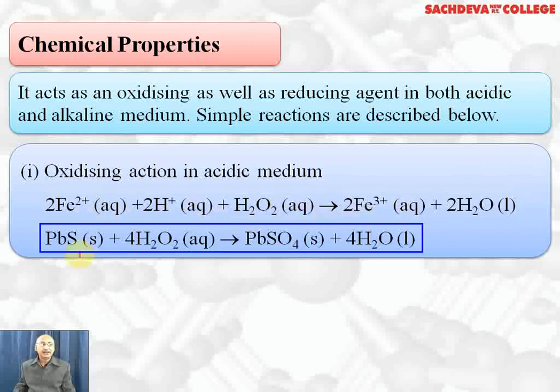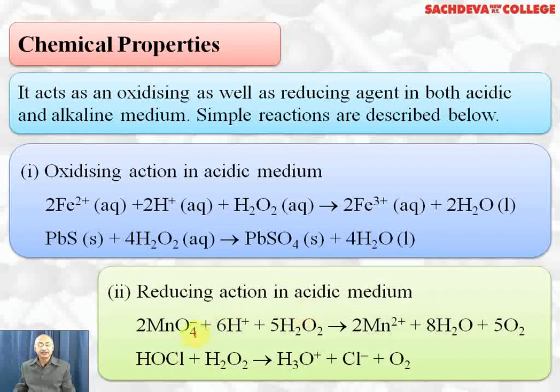Lead sulfide, in lead paintings, becomes black after some time due to exposure to H2S. It can be made white again by adding hydrogen peroxide. So hydrogen peroxide oxidizes lead sulfide to lead sulfate, which is white, and 4 water is formed.